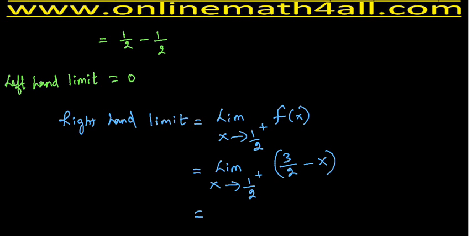So now in the next step, I am just going to apply the limit x equal to 1 over 2 in the given problem here. So 3 over 2 minus 1 over 2. I'll proceed with the next step on the next page. So 3 minus 1 over 2, so it will be 2 over 2. So finally we are getting 1, that is the right hand limit.